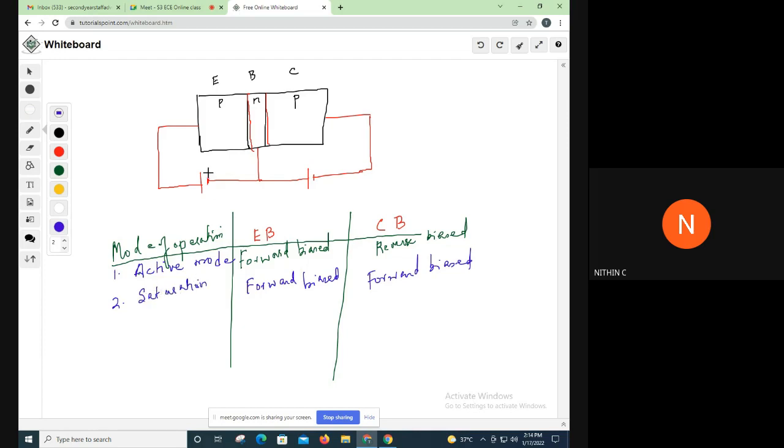You will be knowing how to redraw this one. You know how to draw the forward bias. So we can make a change over here in order to make it a forward bias region. Emitter base junction is already forward biased. For the collector base junction, you can connect positive over here. So now it is also forward biased.